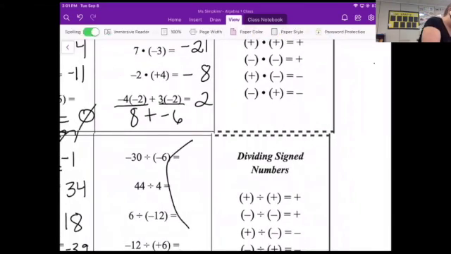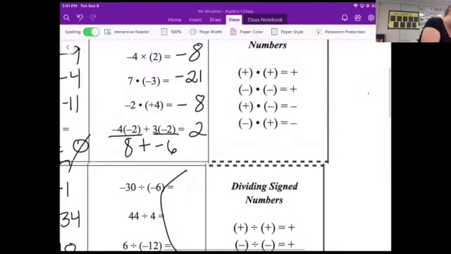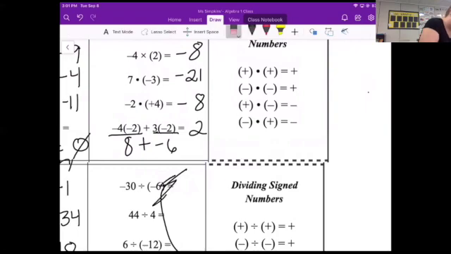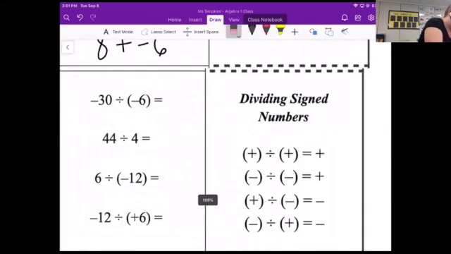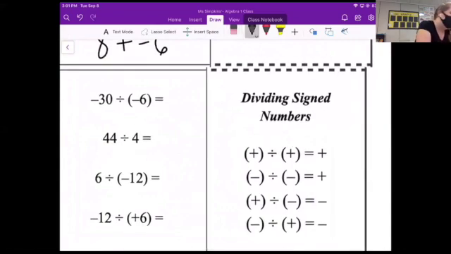Okay, let's look at division. Again, same rules apply. So if they're the same sign, if I can erase this, come on, buddy. Okay, same sign, positive, opposite signs, negative. So negative and a negative is going to give me a positive. What's 30 divided by 6? Yes. Very good. What about 44 divided by 4?